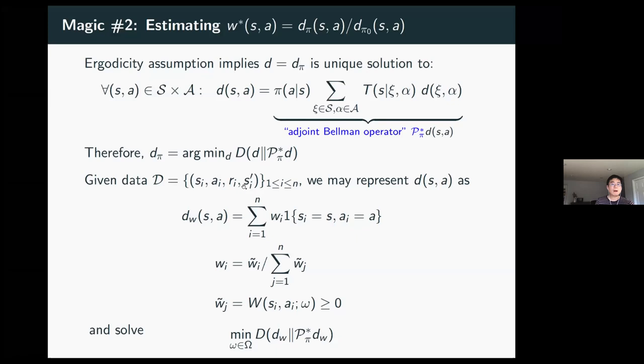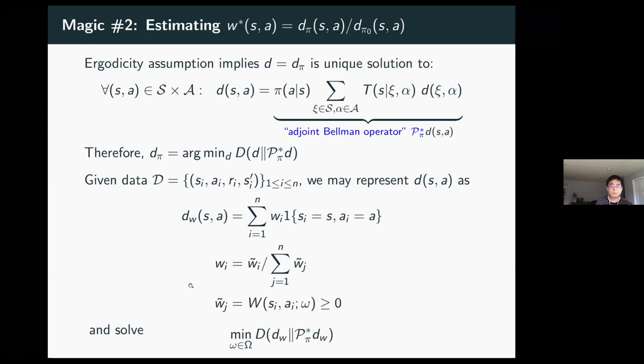And then you can write down your distribution of d pi. You can represent d pi as dw, and w is the parameter that you want to estimate. You can think of w as a multinomial distribution over the n data points. And so you need the wi to be positive, and they sum up to one.